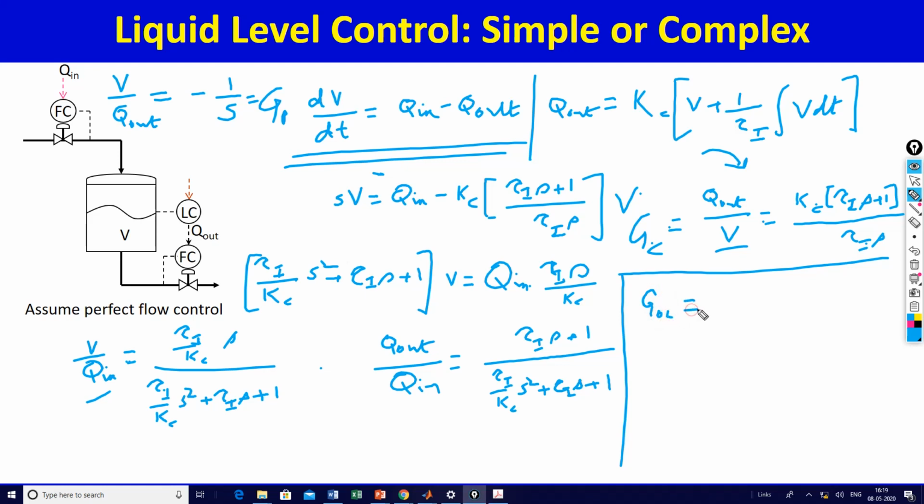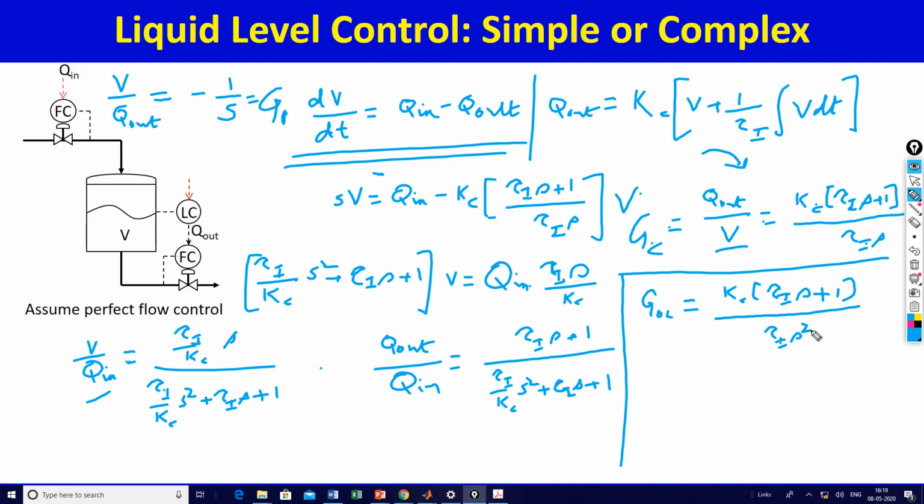is going to be equal to, after accounting properly for signs, Kc times tau I S plus 1 divided by tau I S square. So this has got two poles and one zero. The poles are at s equal to 0, and the zero is at s equal to minus 1 by tau I.